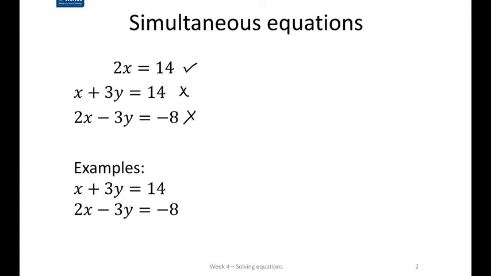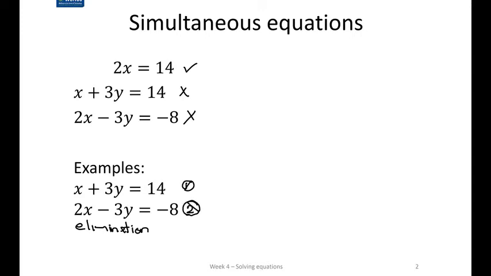However, we can solve two equations in two unknowns together, and that will give us a unique solution. So let's do it by elimination. In order to do that, we need to set it out in a particular way. Let's call that equation 1 and call that equation 2.